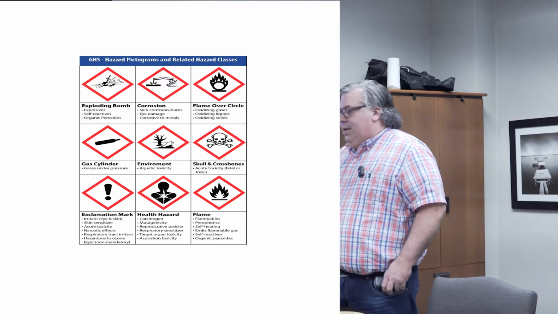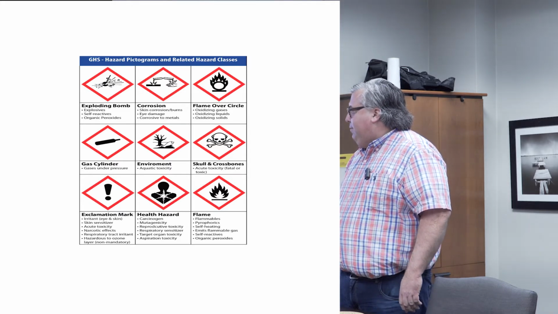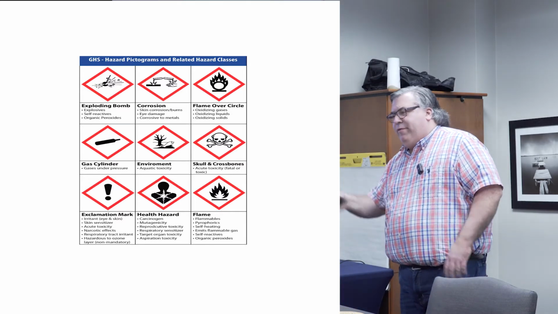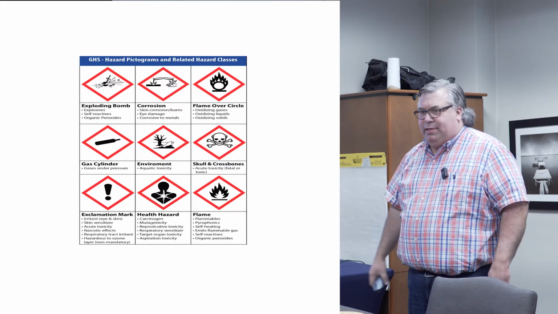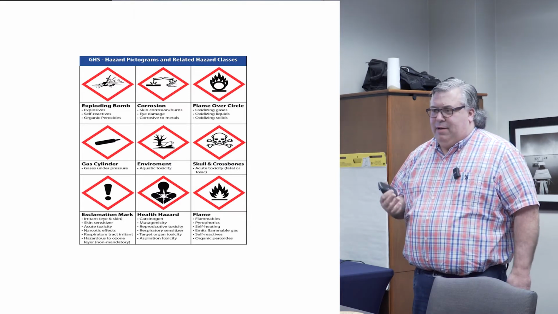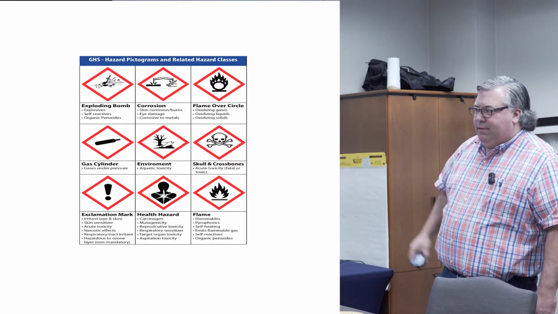Exclamation mark. You can see there's several things listed: irritants, skin sensitizer, acute toxicity, narcotic effects. These are all things that don't fit very well into the other categories listed. So the exclamation mark is actually used on almost every label I've seen because it kind of catches anything that doesn't fit elsewhere.